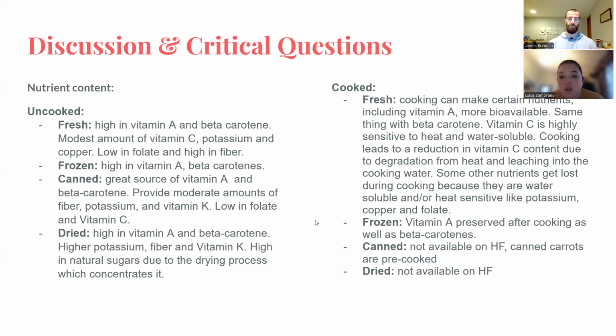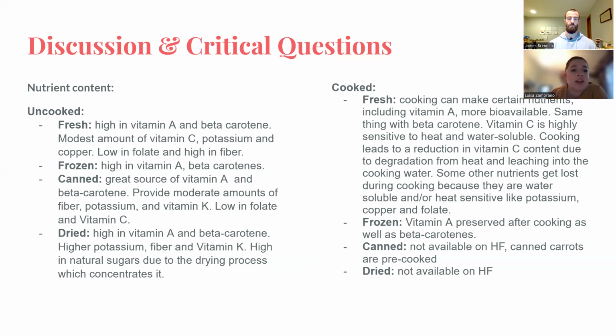For the frozen cooked carrots, the vitamin A was preserved after cooking, as well as the beta carotene. And actually, for the canned and the dried carrots, we did not have that info available on Happy Forks. So summarizing, the nutritional analysis showed that fresh carrots retain the most nutrients before cooking. Well, for obvious reasons, they had no processing at all. And the cooking reduced the vitamin C and the folate in all conditions.